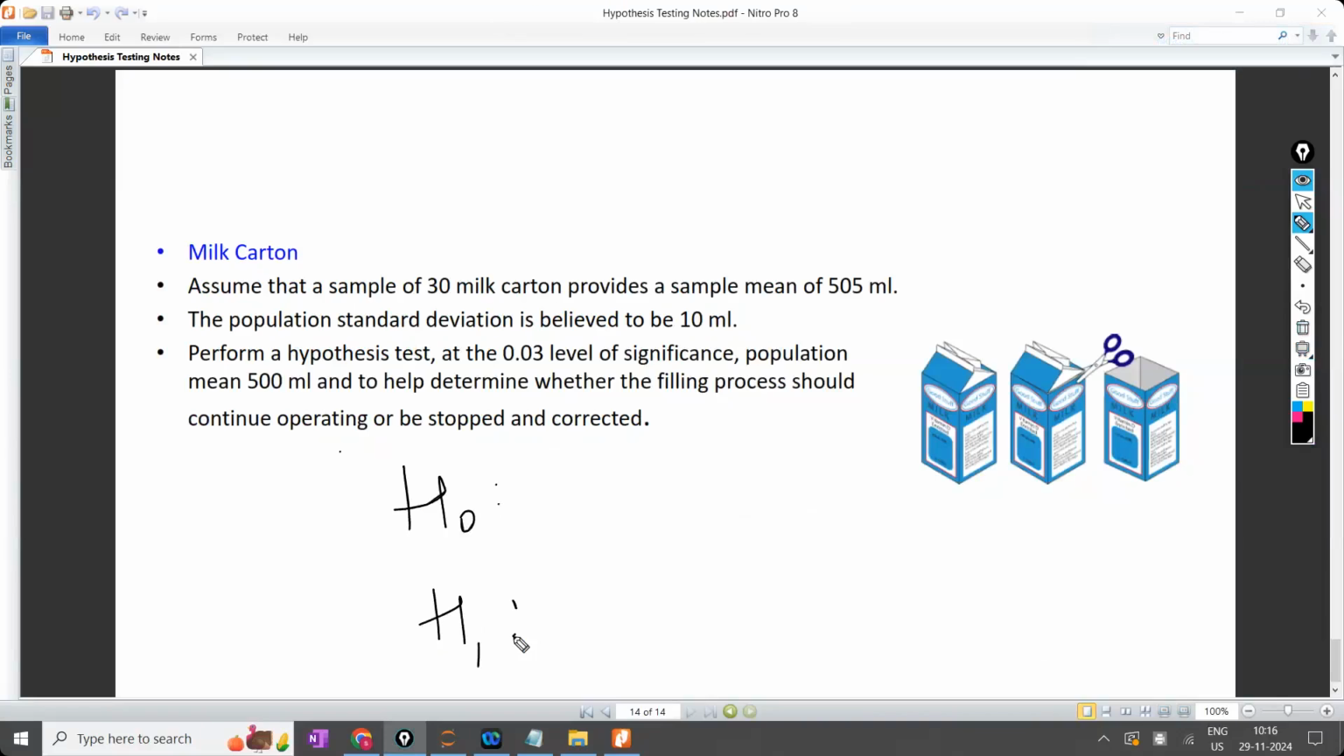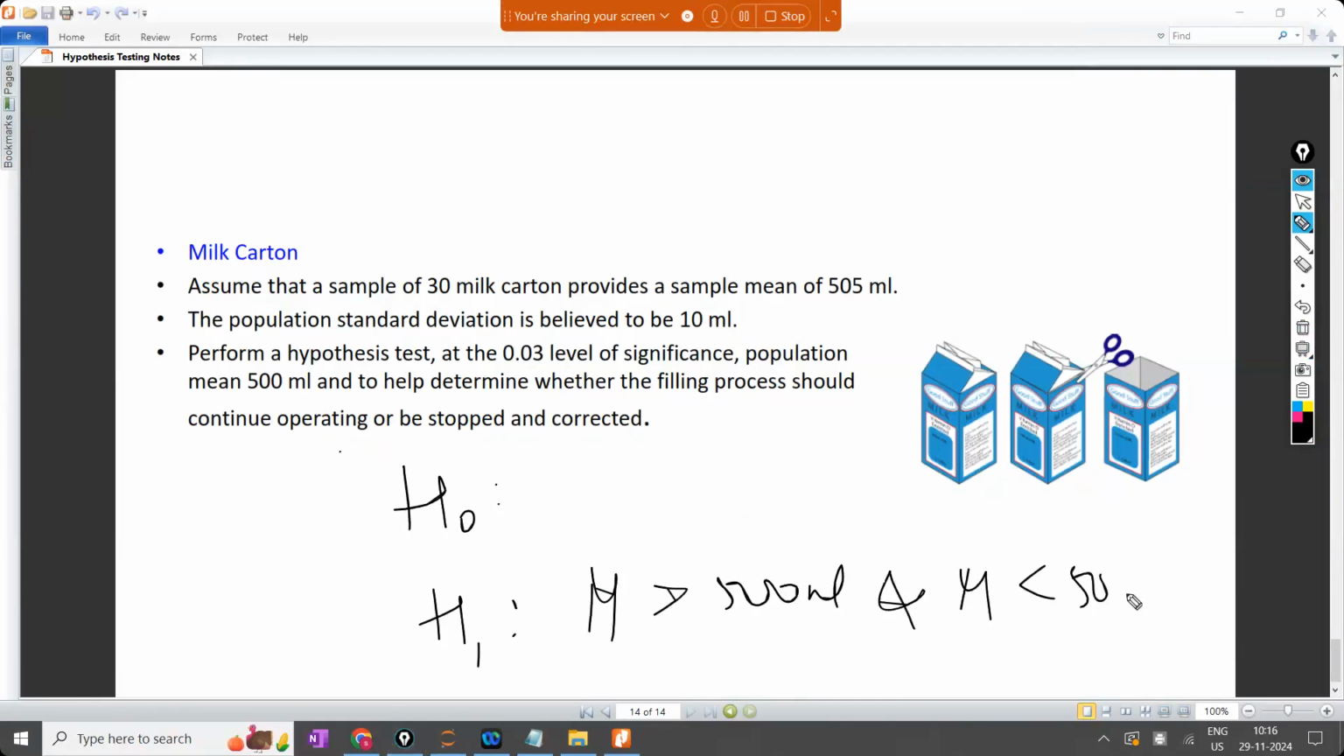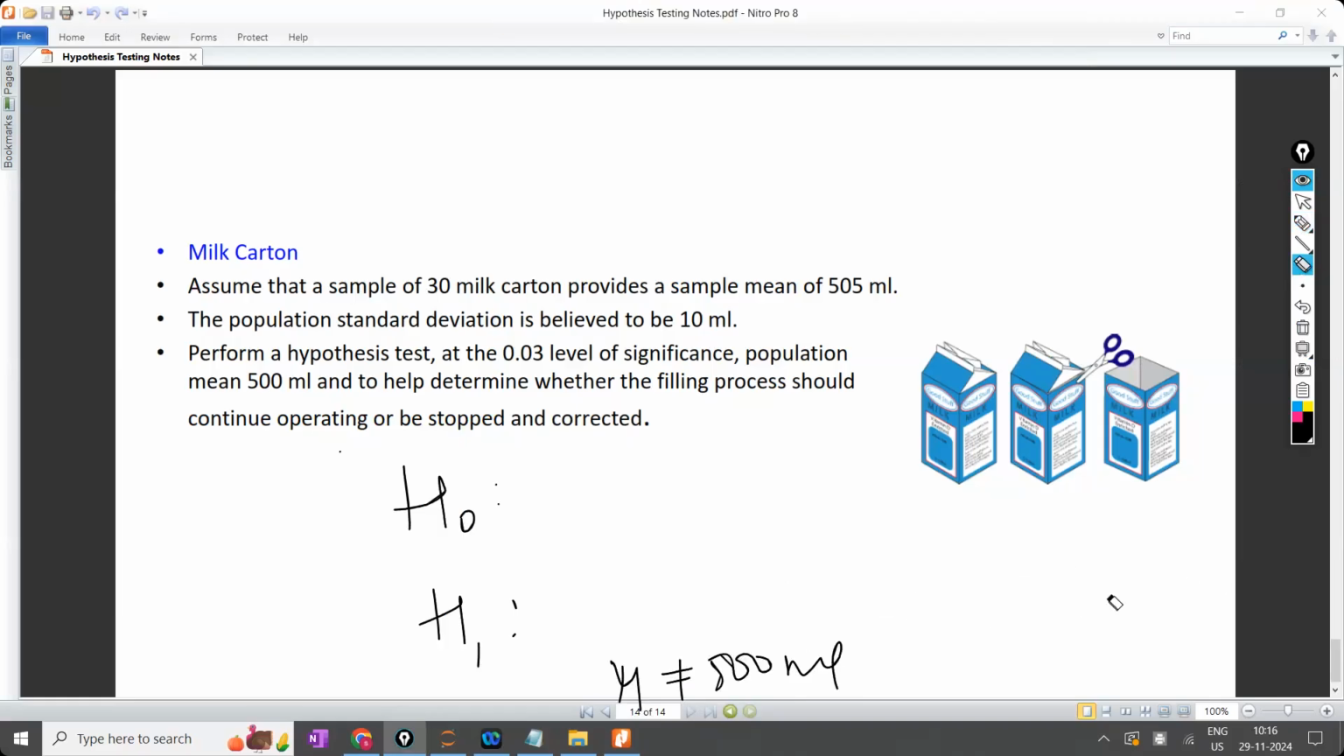What are the null and alternate hypotheses? The company will take action when it is less than 500 or more than 500. If the mean value is greater than 500, it will take action because it is going to be a loss. Everyone knows this. At the same time, if mu is less than 500 it will also take action, because if someone identifies that, it is going to book a case. So in both cases it is action, then simply you have to write mu is not equal to 500 ml. Like this we have to conclude.